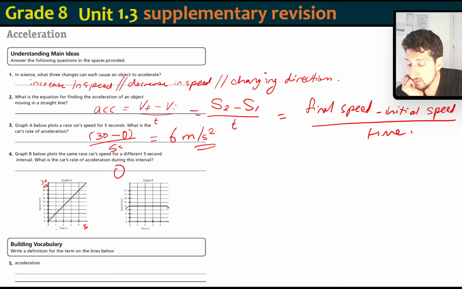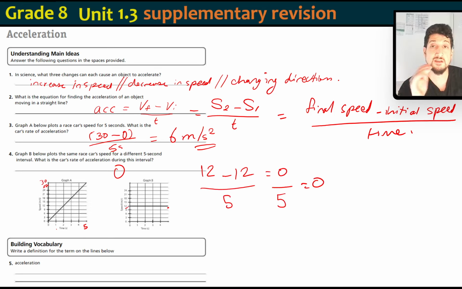So if we go final speed 12 minus initial speed 12, that equals 0. And 0 divided by 5 equals 0, which means there is no acceleration. There is a speed, but it's constant. It's not changing. So the car is moving at 12 meters per second, but the acceleration is 0. There is no change in speed. The car is just moving at the same speed.